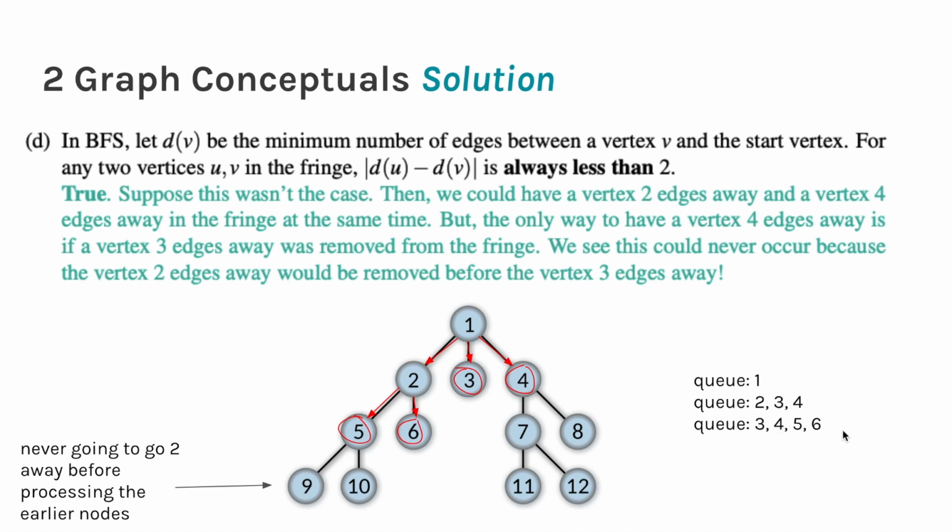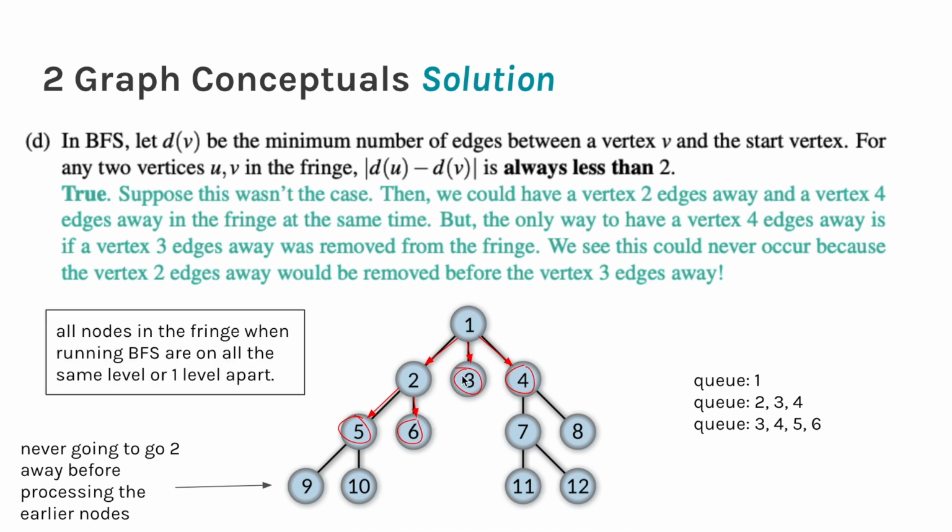to get 2 nodes on my queue that are more than 2 steps apart from each other in levels from the start node. In this case, the 3, 4, and the 5, 6 are just 1 level apart from each other. There's no way it can get 3 levels apart. So this is going to be true. The difference between those distances is always going to be 0, or 1 in this case. Okay. Yeah, this is what I said: the distance is going to be the same level, so 0 or 1 level apart.